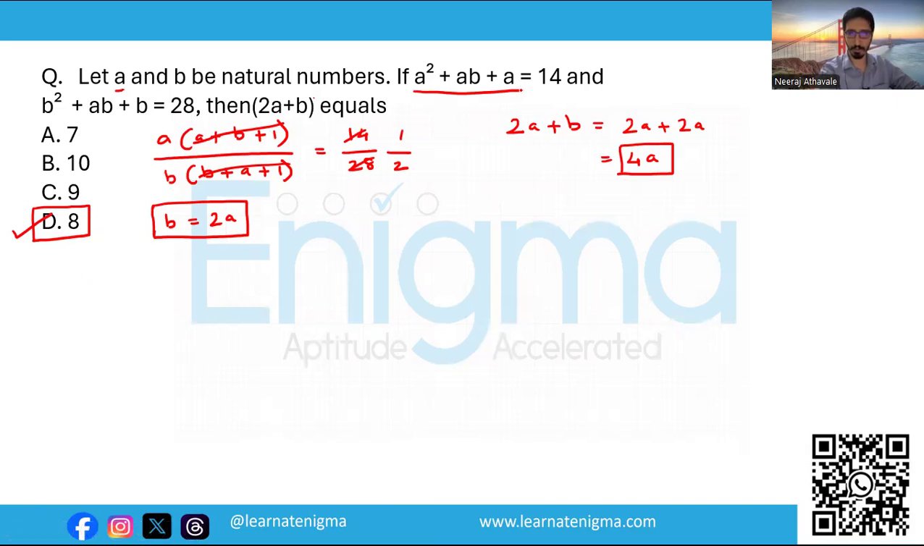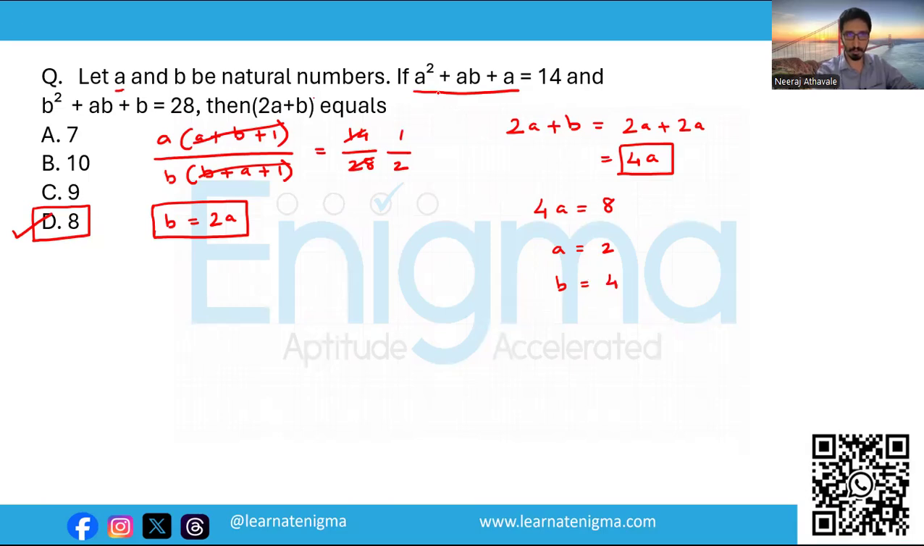Okay, so this looks like a difficult question, but if you use the options and do it logically, you will get the answer quite fast. Answer is option D, that is 8. You can simplify it as well. Now 4a is equal to 8. Therefore a is equal to 2 and b is equal to 4.